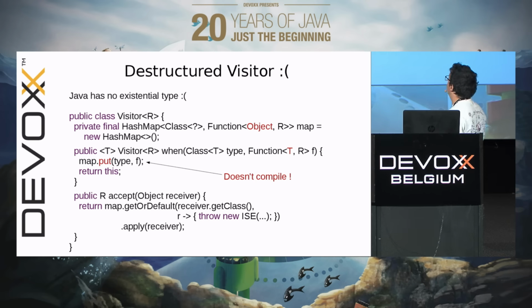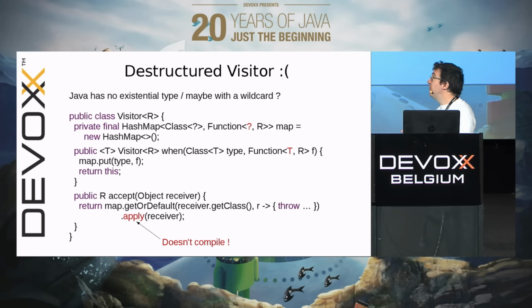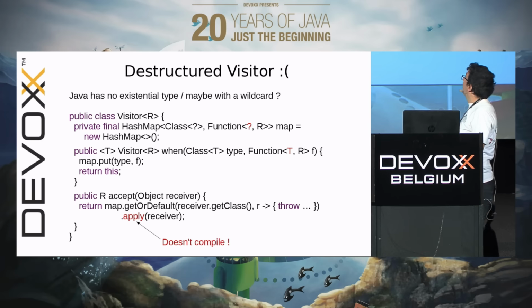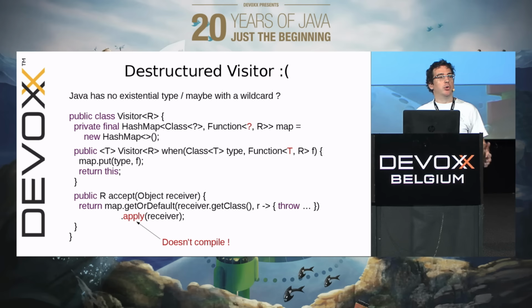I can try to put a question mark. It works for class. It may work for a function. If I put a question mark here, yes, put works, but not apply. Why doesn't it work? Because it's a function of something that the compiler should not know. It's basically what you say when you put a question mark.